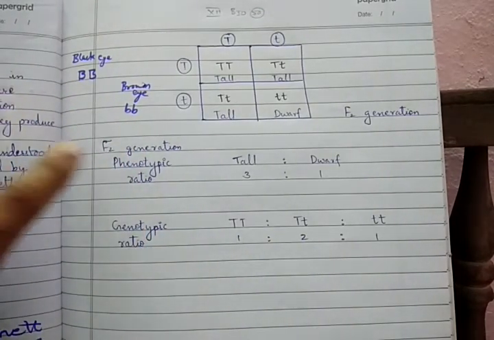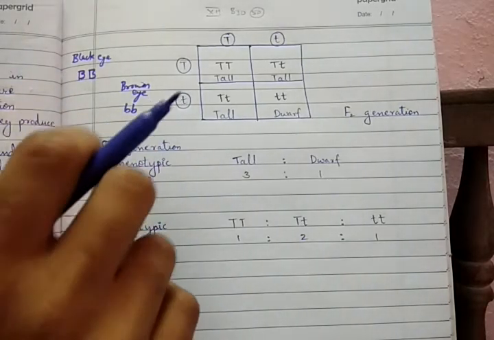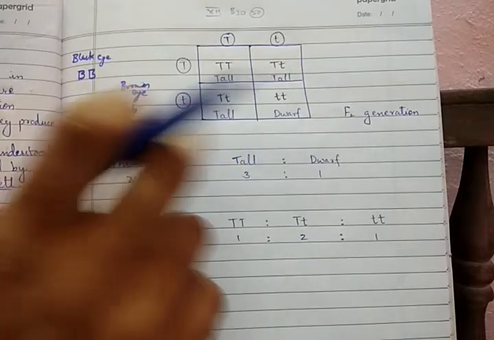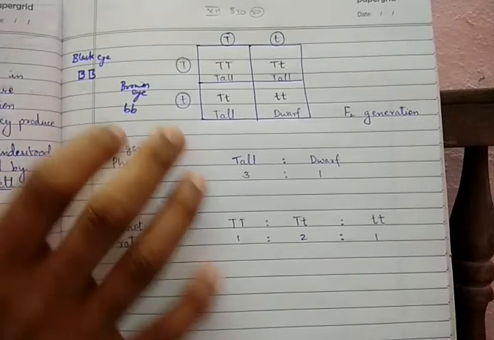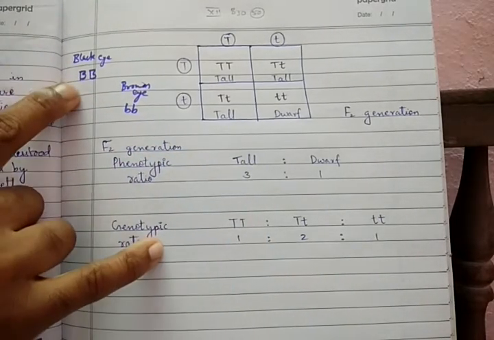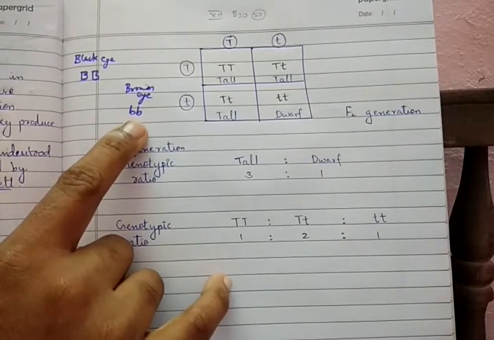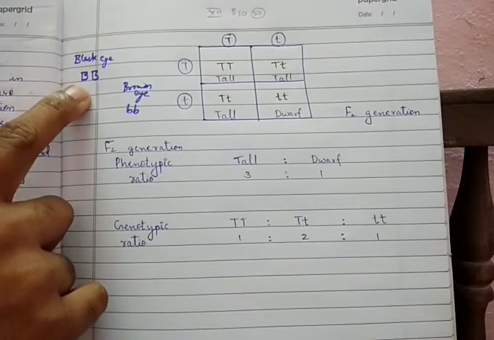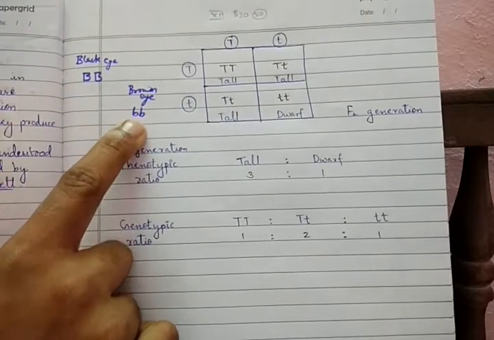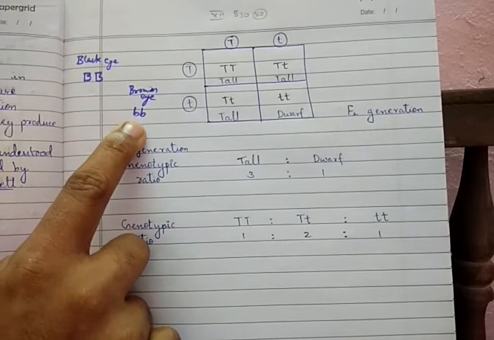What will be the phenotypic and the genotypic ratio, and what will be the characters present in them in the F2 generation Punnett square? You have to draw it as mentioned, just as we had discussed. Now you have to try to do it by yourself. Capital B is the black eye person. Small b is the brown eye person. This is the homozygous dominant character, and this is also the homozygous recessive character.